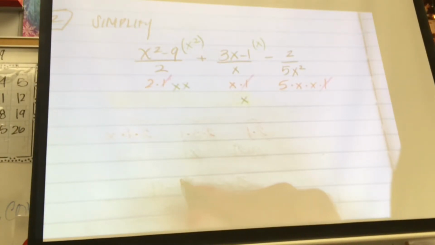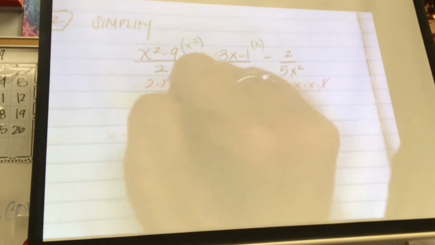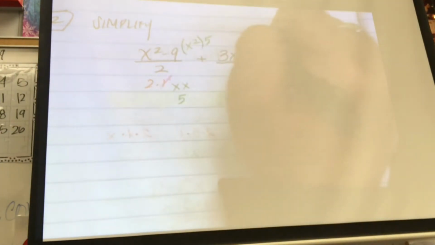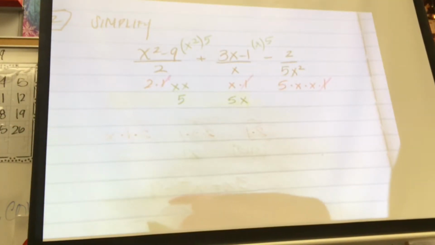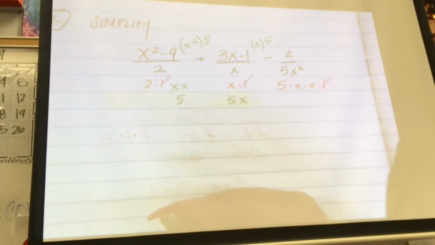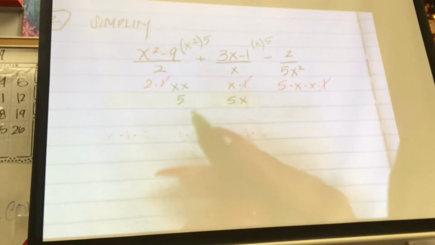What else? Tell me, the first or the third or the second? The first and second need a 5. What else? 2. The first, the second, the third. Which terms need a 2? The second. Very good.